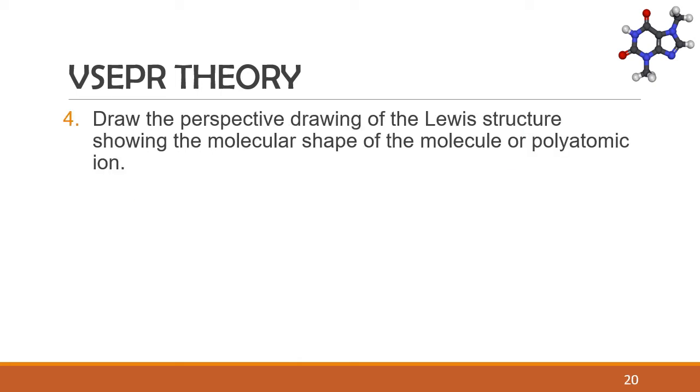We can then draw the perspective drawing of the hydronium ion based on our guide. We put the oxygen atom in the center with its 2 lone pair electrons. Draw one H oriented along the plane of the page, another H oriented towards the viewer, and the other H oriented away from the viewer.